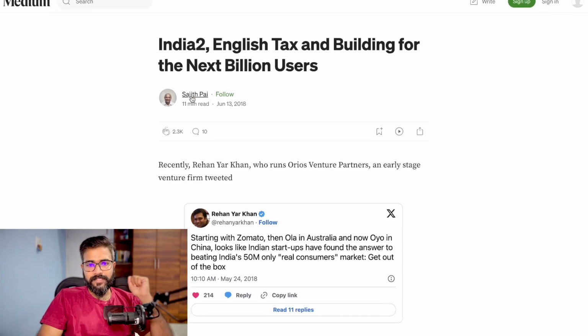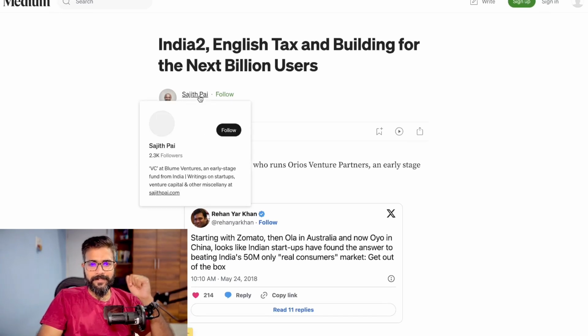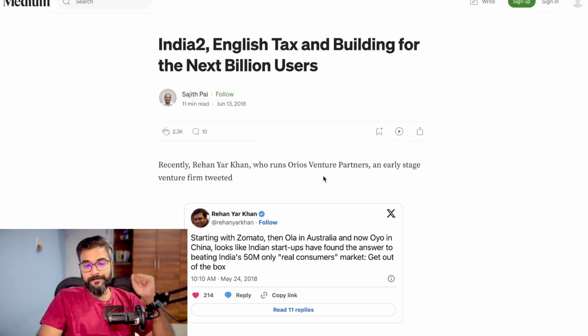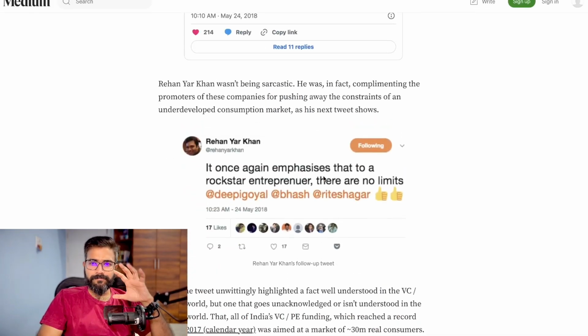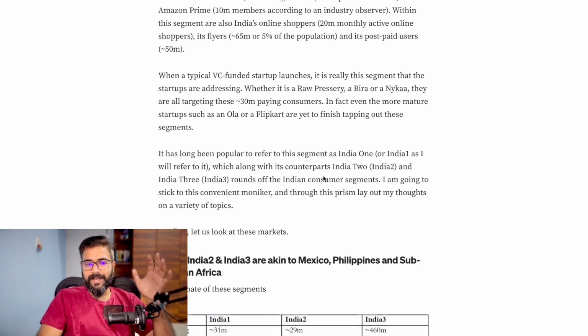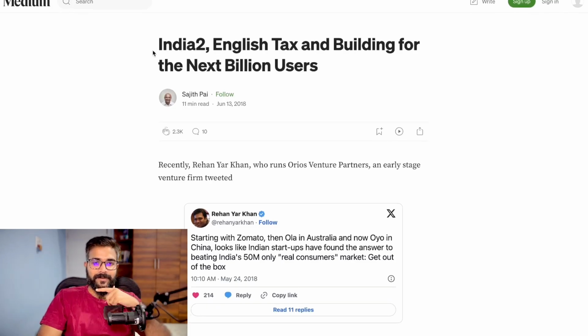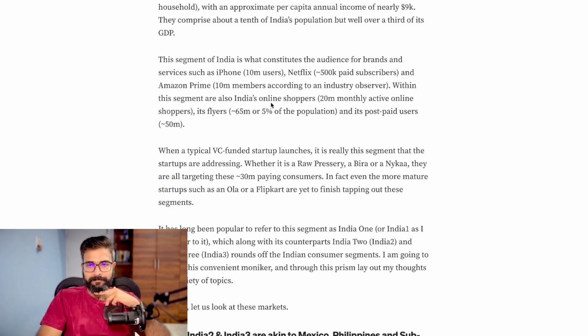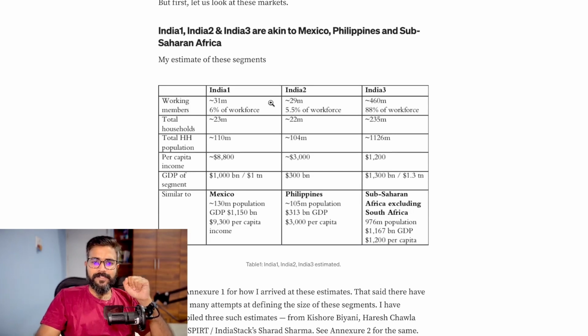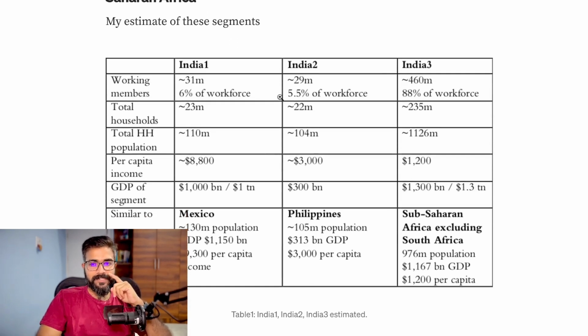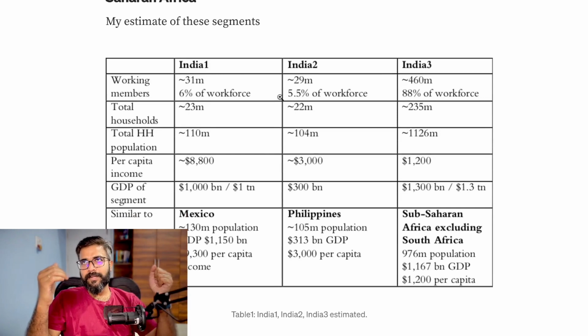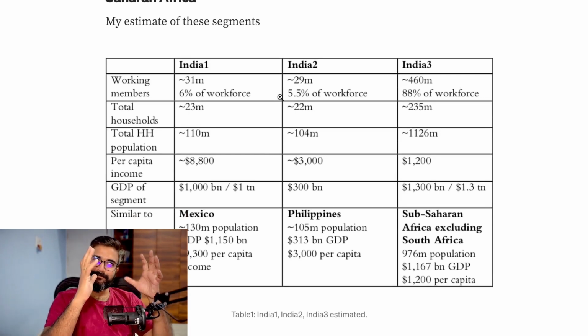by Mr. Sajid Pai, who is an investor and a VC at Bloom Ventures. He put across an interesting concept where he divided India into 3 different parts: India 1, India 2, and India 3. He talks about the next billion users and everything. And he says that India, though it's a country of a billion, or 100 crores, can be seen as a culmination of 3 different countries.